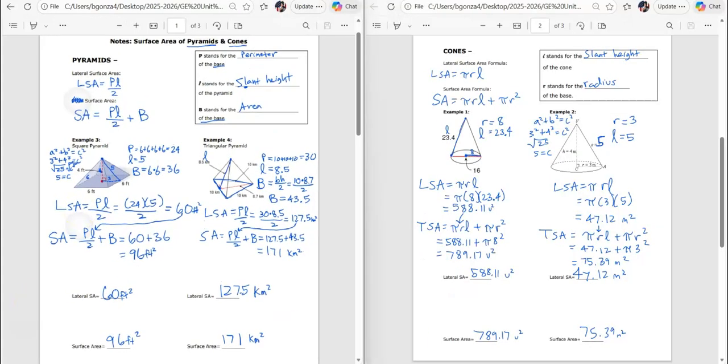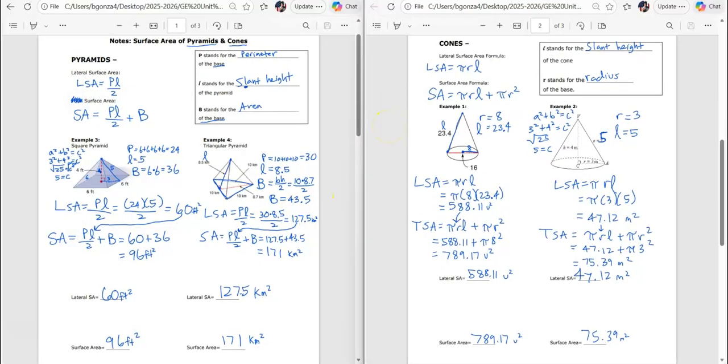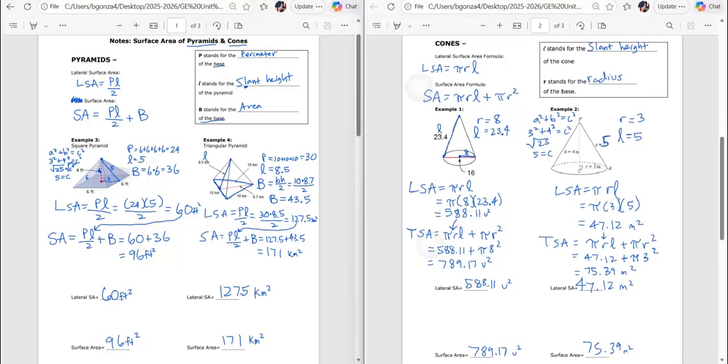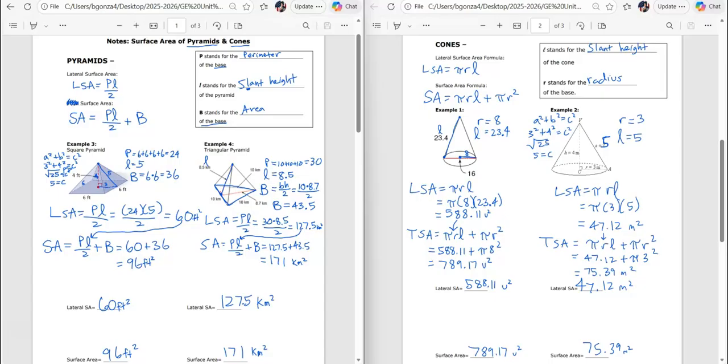Okay, these are the notes. So you have the front, you got the back, you got cones, you got pyramids. Make sure you have this all written down, and then you can start the assignment.